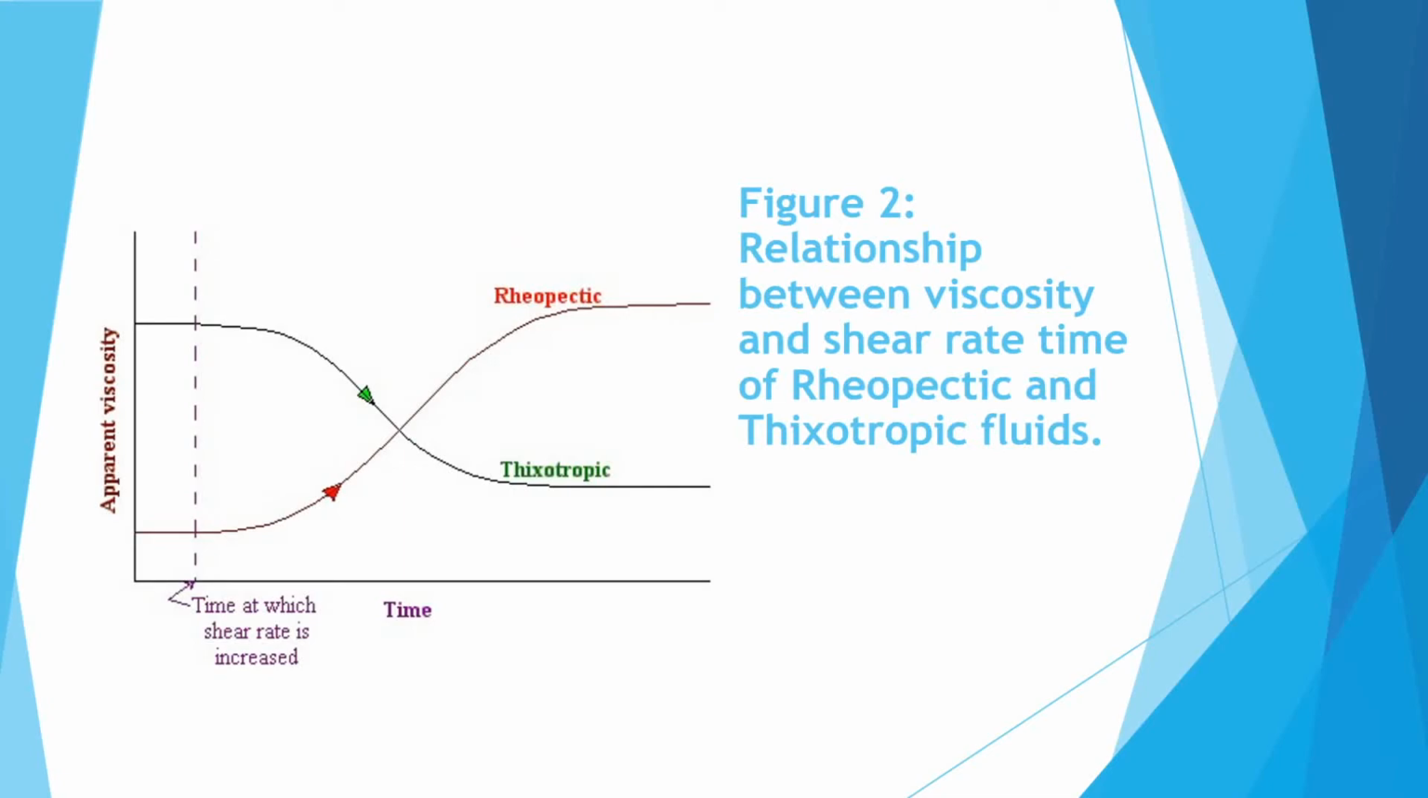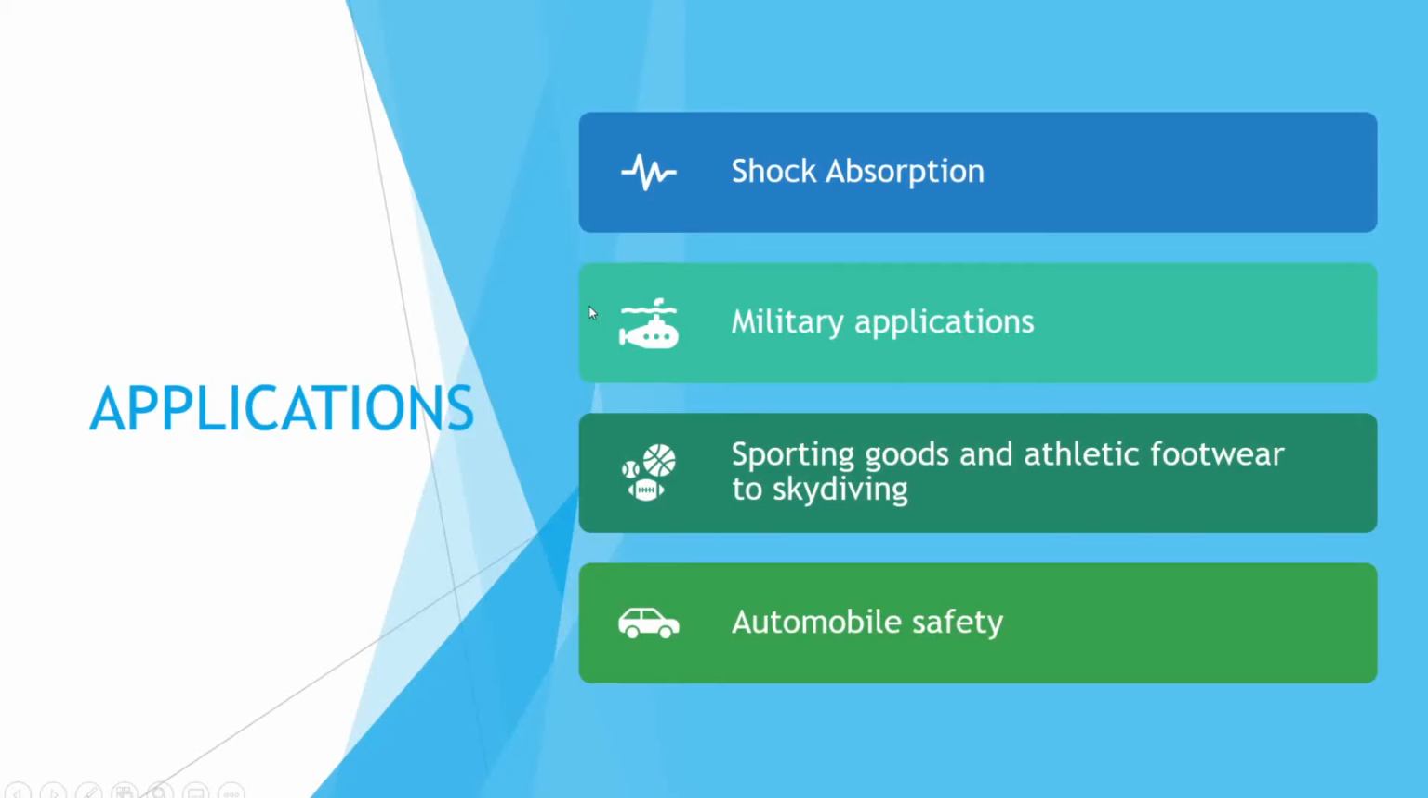This is the relationship between viscosity and shear rate time of rheopectic and thixotropic fluid. Here we can see that as we increase the shear rate with time dependence, the apparent viscosity also increases, but at some point there is not much increase in viscosity, where the fluid becomes a solid.